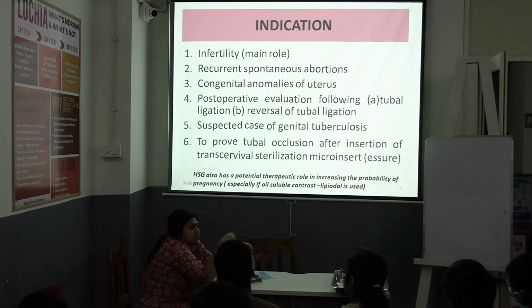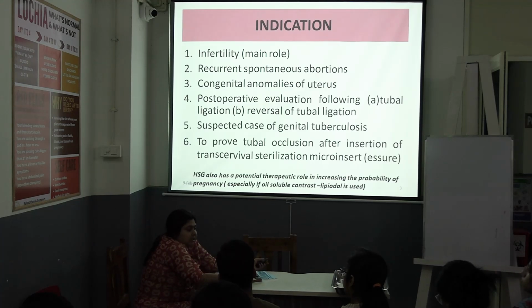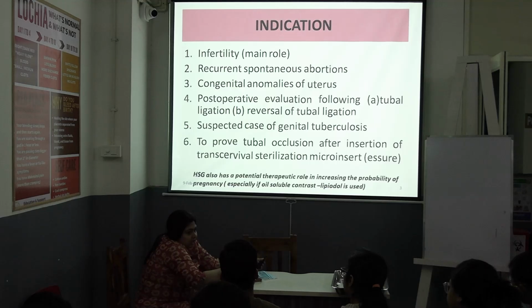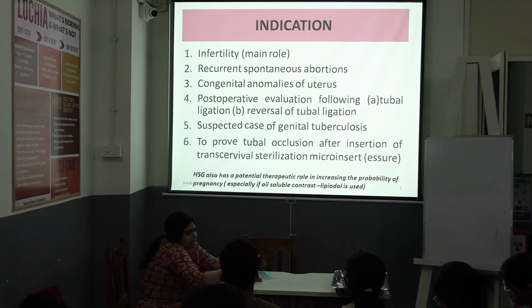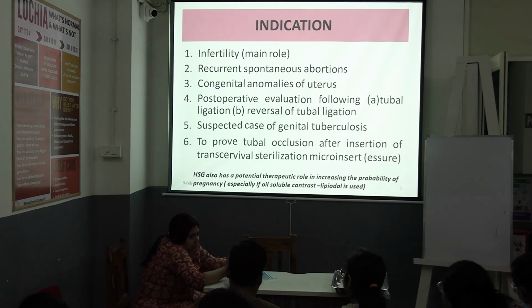Because what happens when we put the Essure ring inside the tubes? It incites a foreign body reaction. As a result, there will be inflammation, and as a result, there will be tubal occlusion. So whether this occlusion has been completed or not, we check by putting the dye and taking an X-ray. This is the plain and simple basics of HSG, that is it. And in case of suspected genital tuberculosis, it is written, but practically it is not done. For diagnosis of genital tuberculosis, we don't do it.